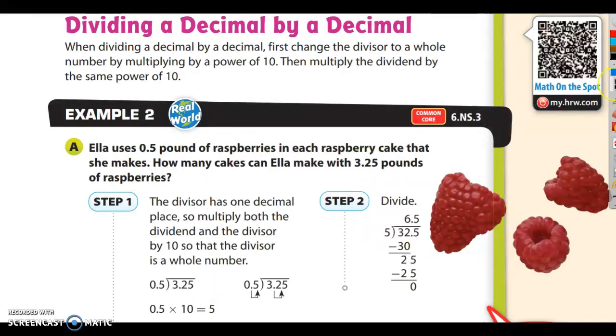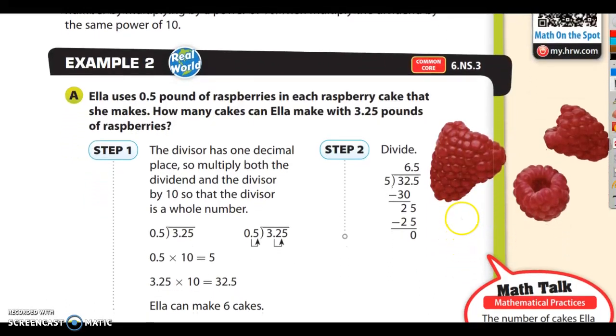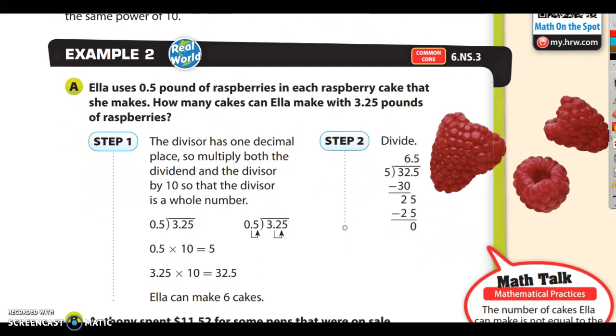So let's read the problem. I'll show you what they do here. And while the words might be confusing, I think you'll notice what we do with the structure. A reads, Ella uses 0 and 5/10 pound of raspberries in each raspberry cake that she makes. How many cakes can Ella make with 3 25/100 pounds of raspberries? So that problem, like I said, starts out as 3 25/100 divided by 0 and 5/10.